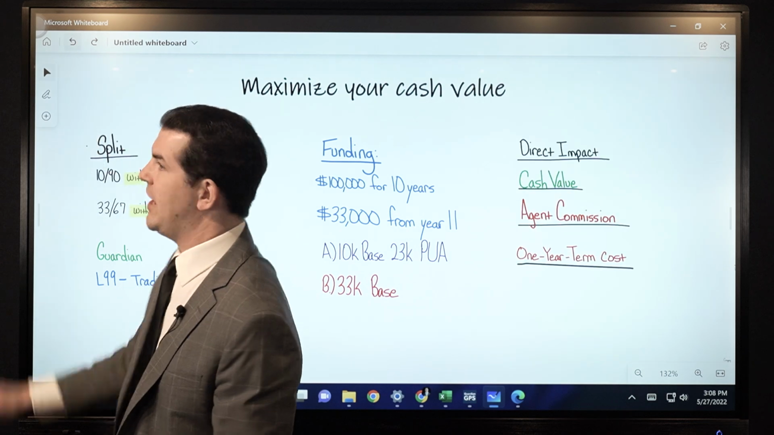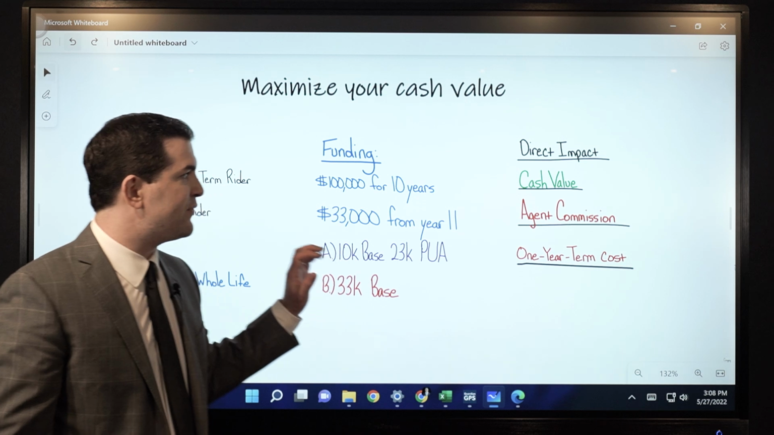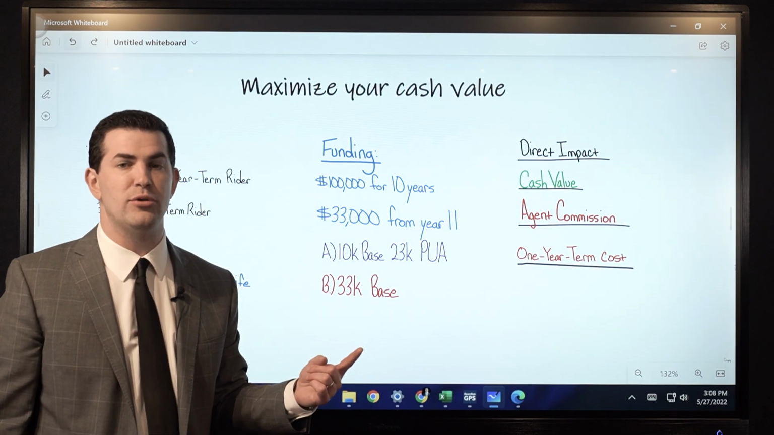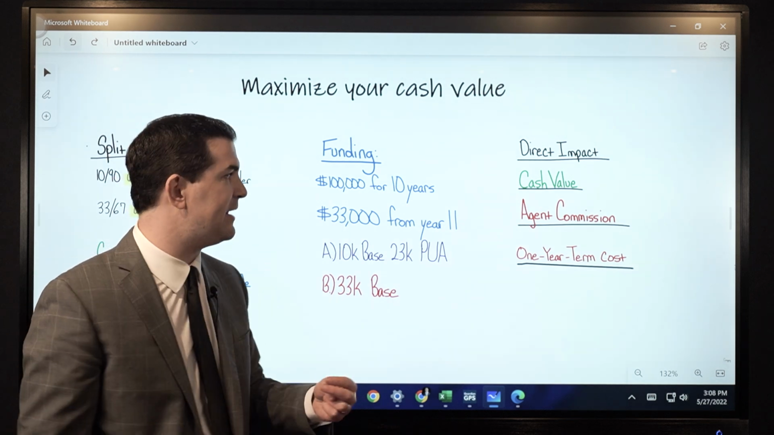What we will also examine is as follows. We're going to see the direct impact that these different designs have on the cash value, both on a non-guaranteed basis and also a guaranteed basis, so we can see everything side by side.